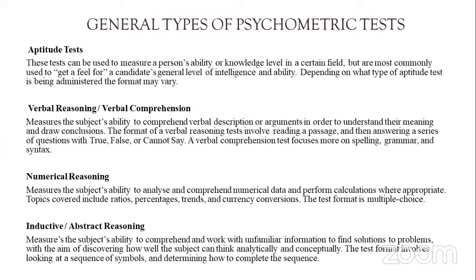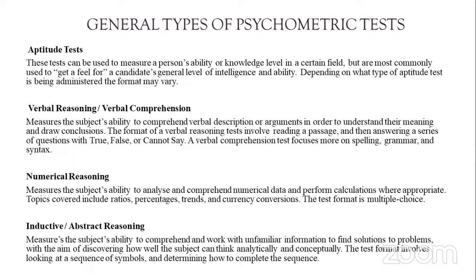So now that we have seen the various applications of psychometric tests in an organizational setting, we can look into the general types of tests that are used accordingly. So the first one is the aptitude test. As you know, an aptitude test measures a person's ability or knowledge level in certain fields. These tests also provide insight into a candidate's general level of intelligence and ability.